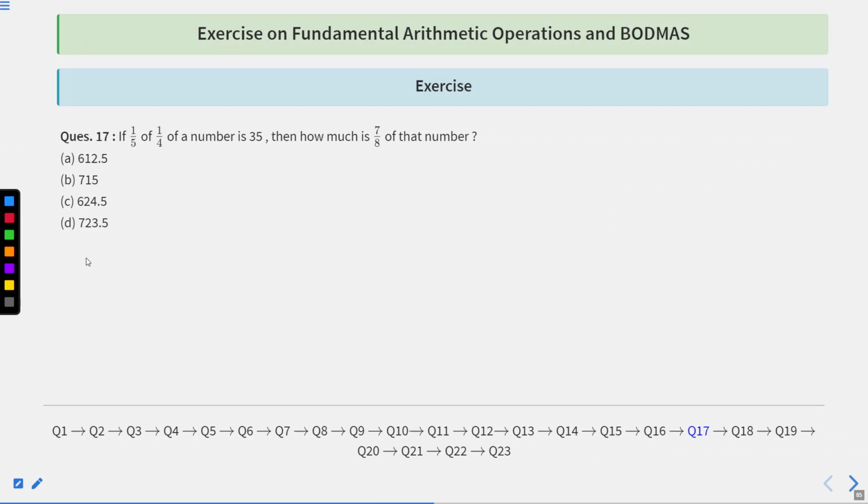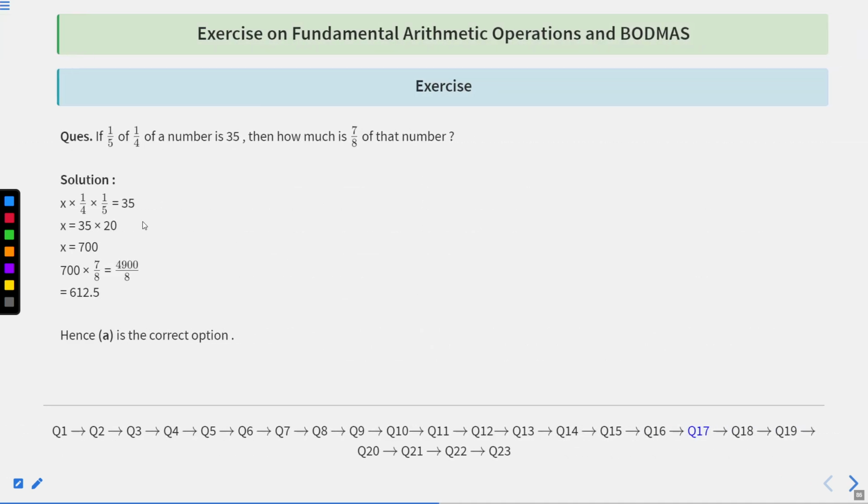Let us now see problem number 17. If 1 upon 5 of 1 upon 4 of a number is 35, then how much is 7 upon 8 of that number? So let the number be x, and it is given that x of 1 upon 4 of 1 upon 5 is equal to 35. So x is equal to 35 into 20.